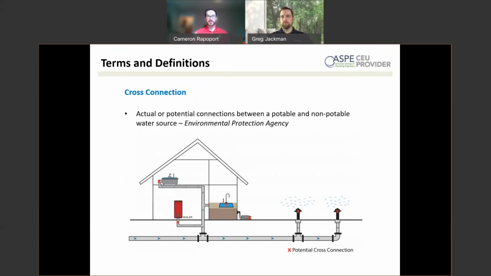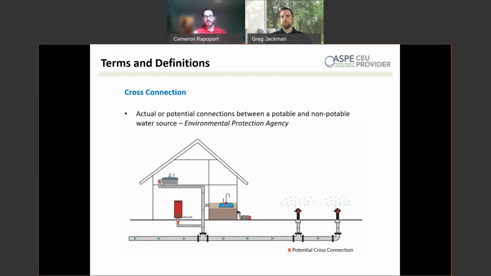Backflow, you hear cross-connection control a lot. So the division that might be certifying, regulating backflow preventers in a municipality might be the cross-connection control department. So what is a cross-connection?